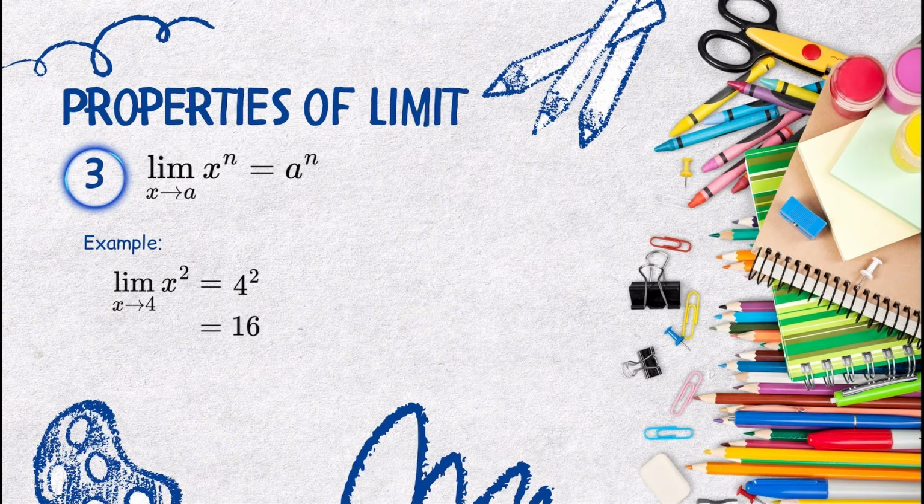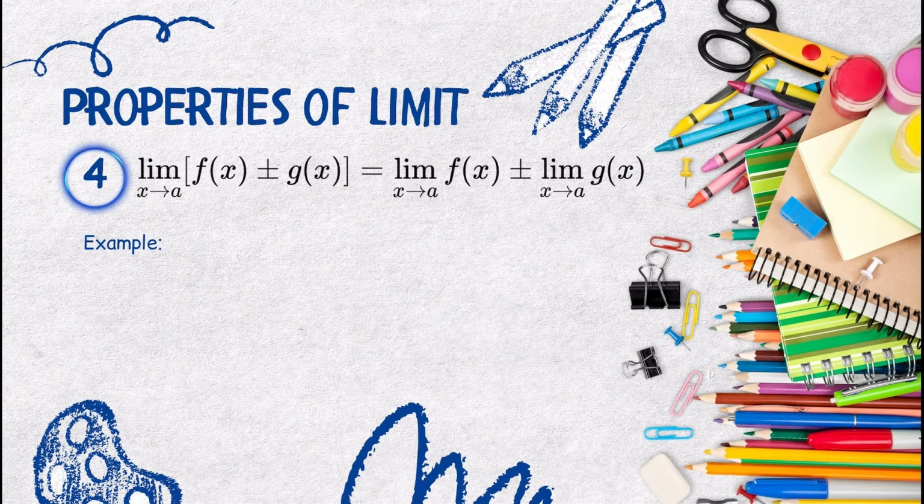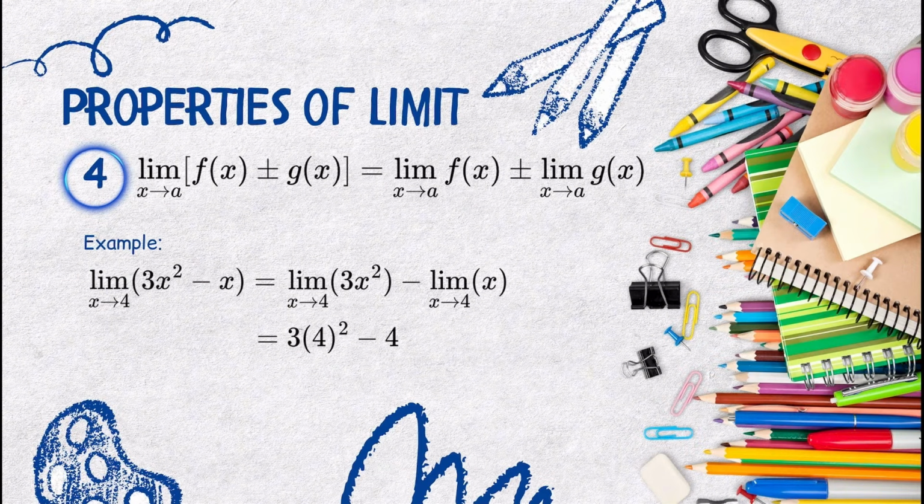The limit of a sum or difference of two functions is just the sum or difference of their individual limits. This lets us handle each part separately, which is much easier. For example, the limit of 3x squared minus x as x approaches 4 can be found separately. Replace x with 4, and you will get 44.